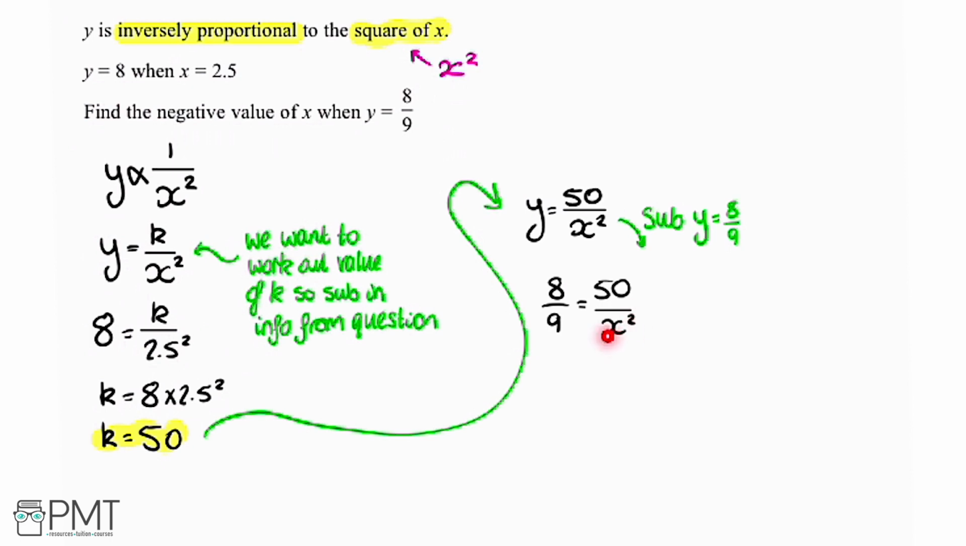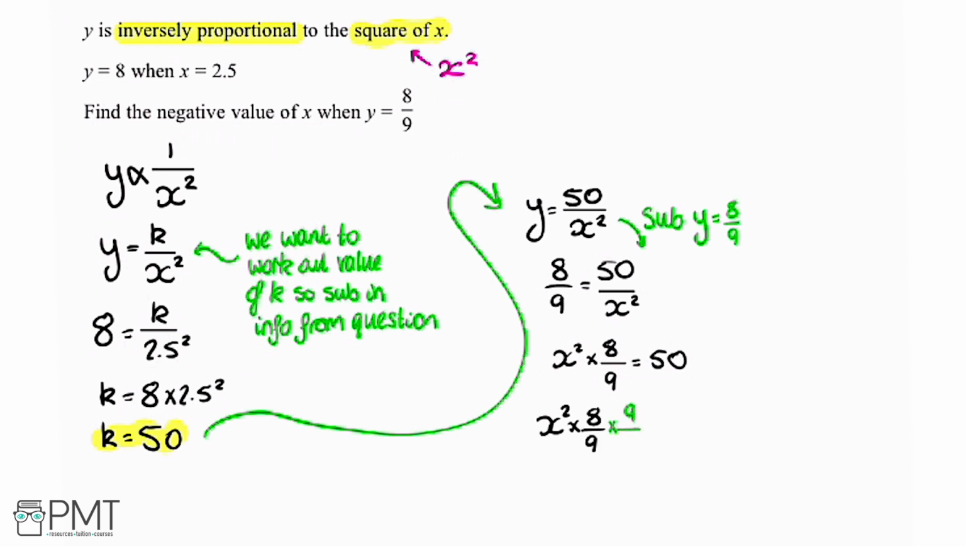Now we've got a single unknown, so we can solve for x squared. First, you're going to multiply both sides by x squared, giving us x squared multiplied by 8/9 equals 50. Now I'm going to multiply both sides of the equation by the reciprocal of this fraction. So flipping it over, so it's going to be 9/8. So we've got x squared multiplied by 8/9. If I multiply by 9/8 equals 50 multiplied by 9/8.